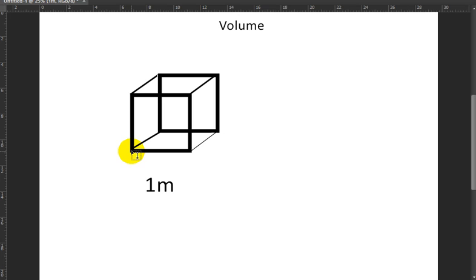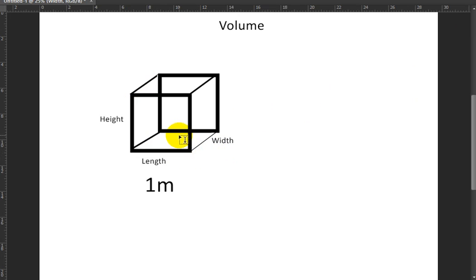So the edge that goes from the bottom up is called the height, because it shows us basically how tall the object is. The edge that goes from left to right or right to left is called the length, because it shows us how long the object is across. And the one that gives it depth, basically the one that goes towards the back or from the back to the front, is called the width, because it shows us how wide the shape is.